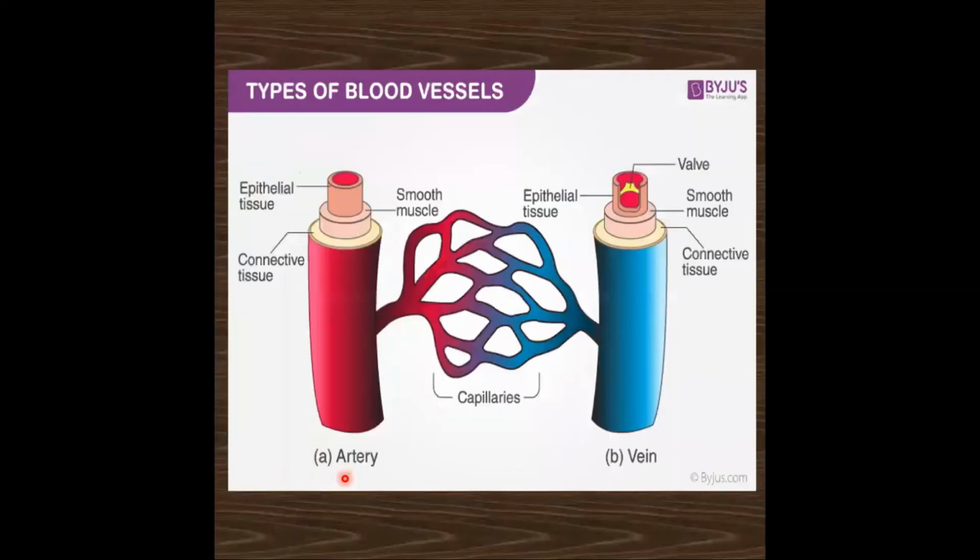Blood vessels. Let's talk about blood vessels. There are different types of blood vessels in our body, each carrying out specialized functions. They are categorized into arteries, veins, and capillaries. We can see here arteries that carry oxygenated blood, veins that carry deoxygenated blood, and hence the color blue is given to veins, and capillaries.